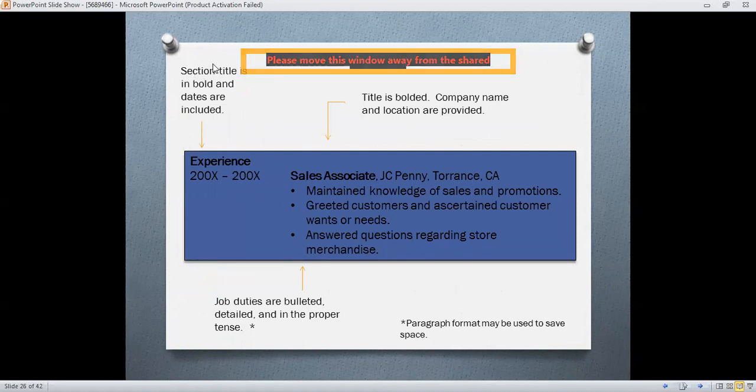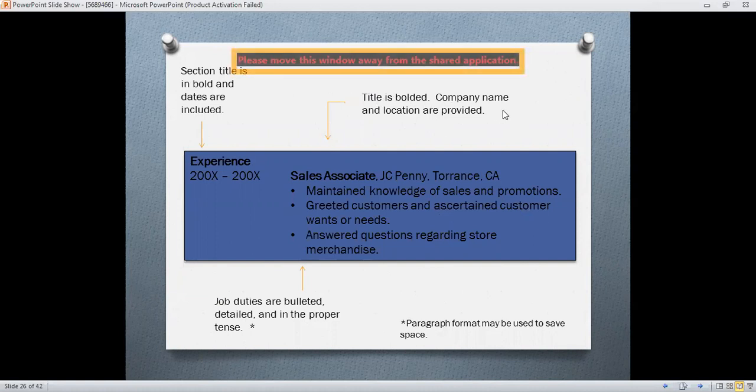So like this, there is an experience section, experience from to, experience from to. The position is sales associate. Okay, what is the company name here? Now, what is your responsibility? Maintained knowledge of sales and promotions. Greeted customers and answered customer wants and needs. Answered questions regarding merchandise.